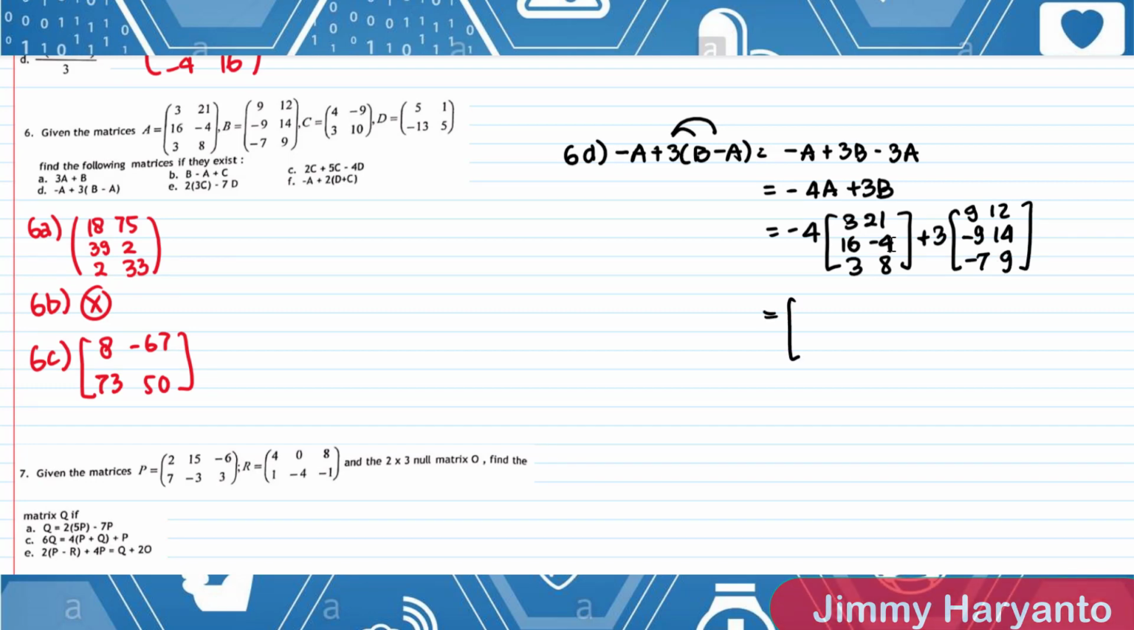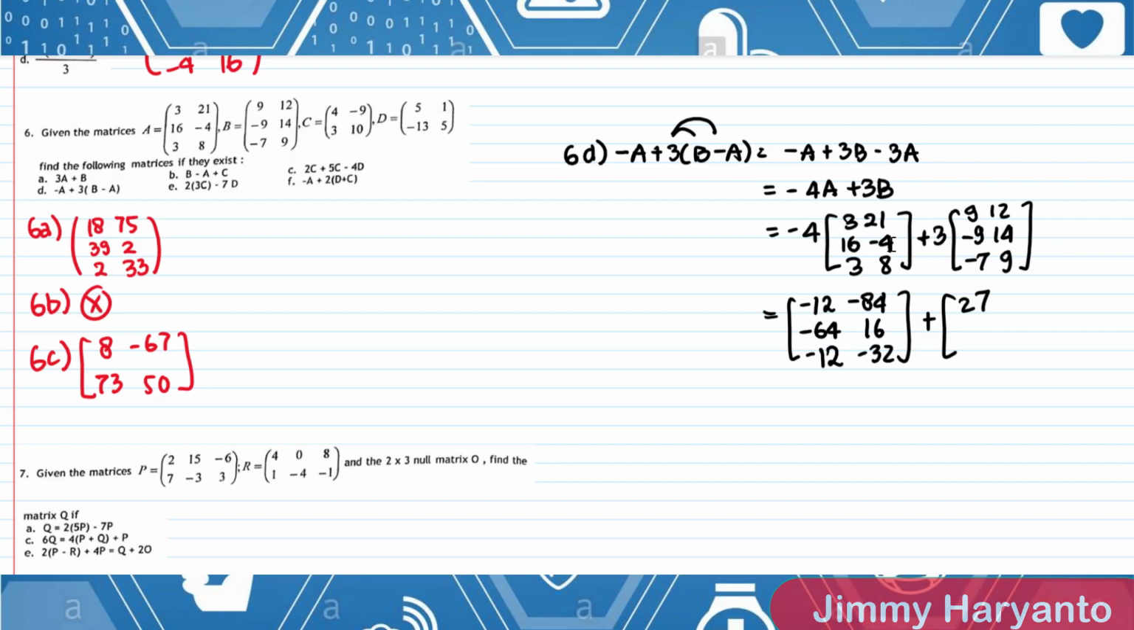We can calculate the multiplication first. It will be negative 12 minus 84 minus 64 plus 16, negative 24, negative 32, and then for this one it will be 27. Wait, this one is negative 12. Okay, wait a minute, let me check.